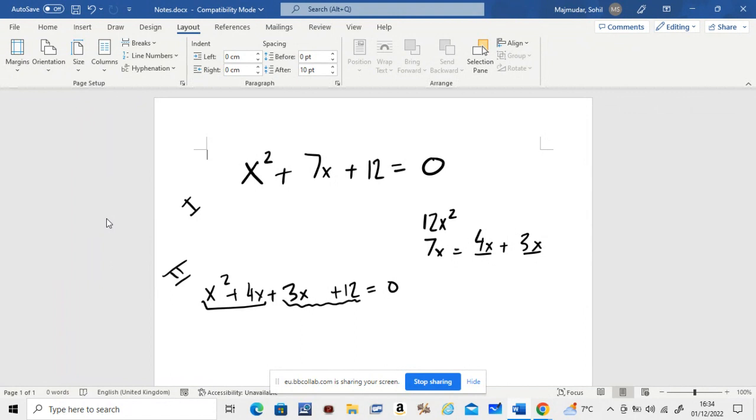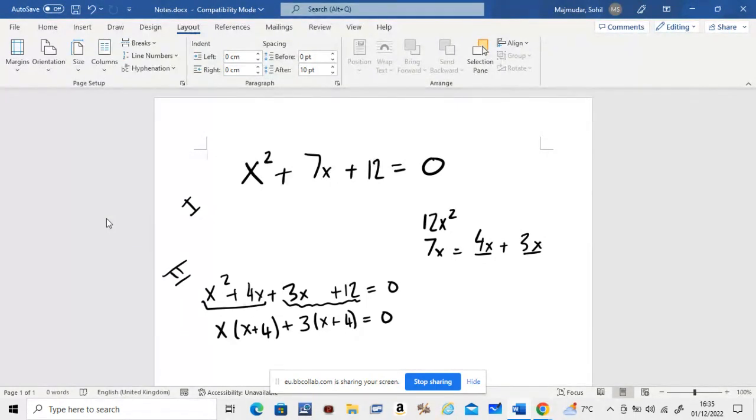In the first two, take whatever is common outside. So in x squared and 4x, the common term is x. So what goes inside the bracket is x plus 4. And similarly, in the second group, take out whatever is common. What's common is 3. So what goes in the bracket is x plus 4 equals 0. So if you multiply this here, you will get this thing again. So you can check it that way.